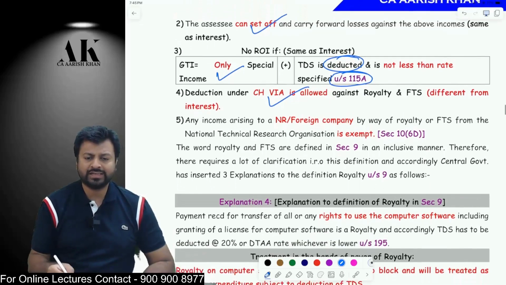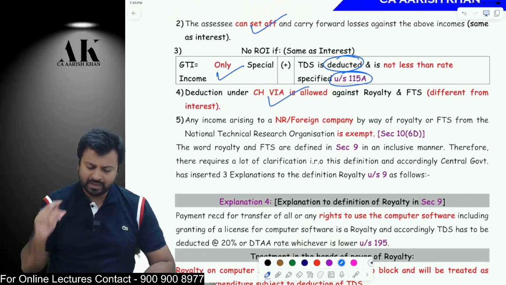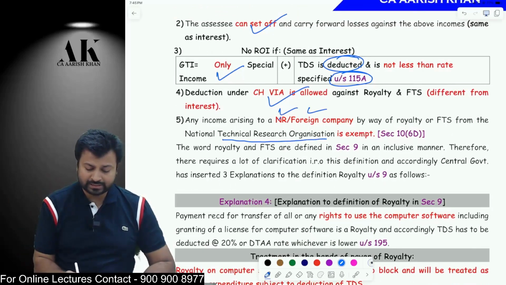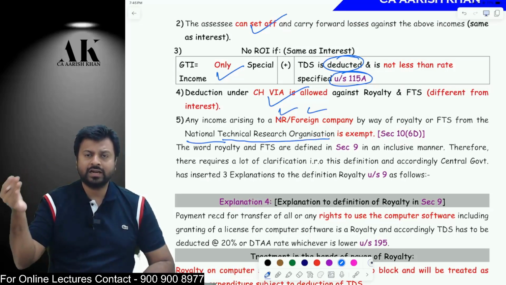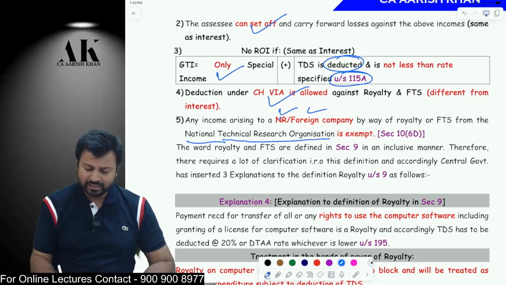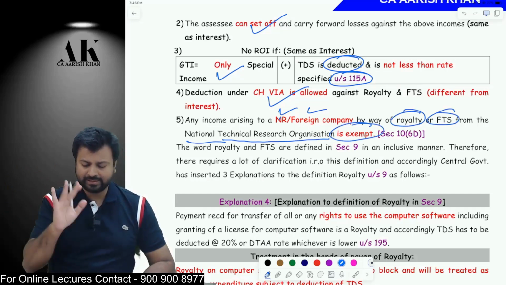And last but not least, there is one exemption given to certain people. If a non-resident or foreign company provides some services to the National Technical Research Organization, then the royalty and FTS is exempt under the income tax law.